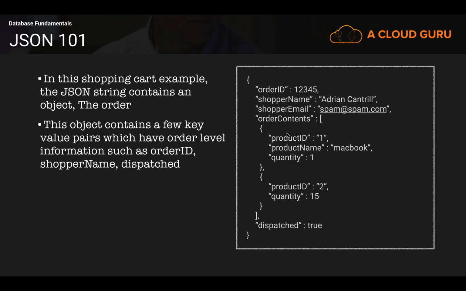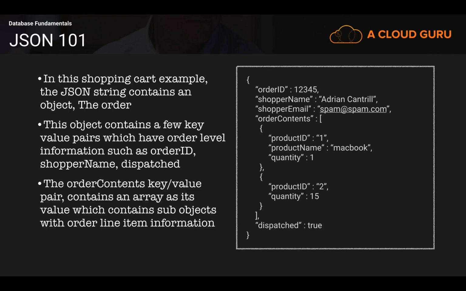Now this array, inside it, has a number of JSON objects or schemas. The first one starts here and finishes here, and it's basically product ID 1, product name MacBook, quantity 1, and then the second JSON schema is product ID 2, quantity 15, and then we've got the close curly brace. So we can see a simple example of a JSON structure that has traditional name value pairs and also nested structures. In this case, it's a complex one. It's an array of JSON schemas.